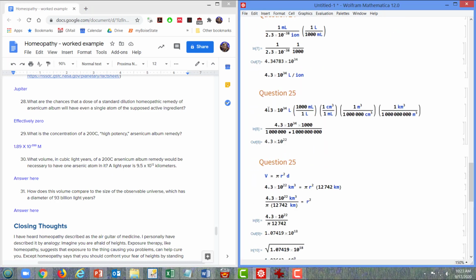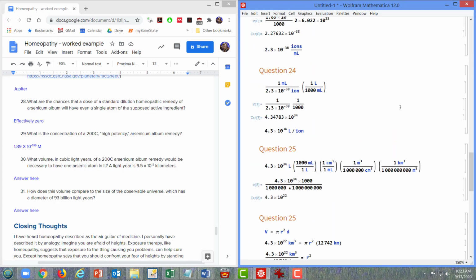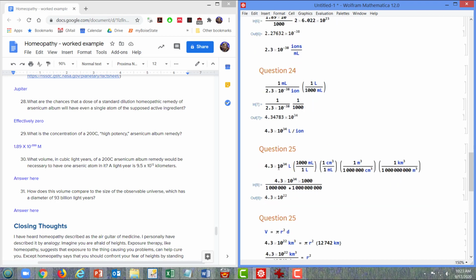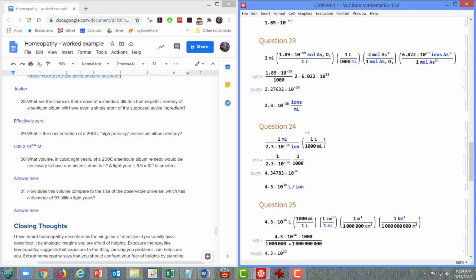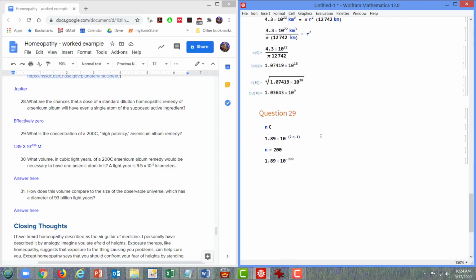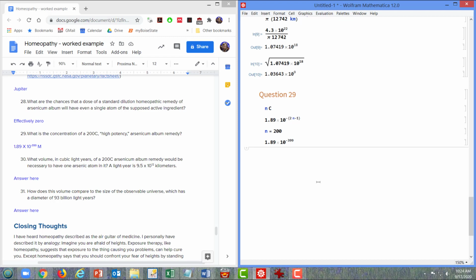Okay, so we've done this calculation before with a different concentration. Remember we did, let's find it here. So we take the concentration, we take its inverse to find liters per ion. Okay, so let's start with this one to find out ions per mil. We'll just copy that down. So this is going there. This is going to be question 30.